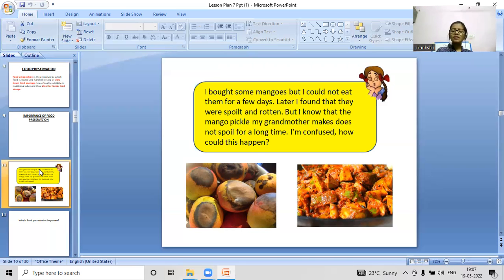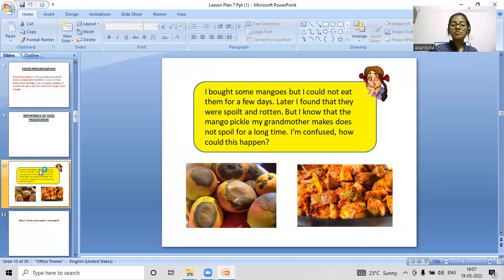Paheli says that she bought those mangoes from the market. She kept them for a longer period of time, and they spoiled, right? But the pickle that her grandmother makes of mango does not spoil even after we keep it for a long period of time. So why is this happening?